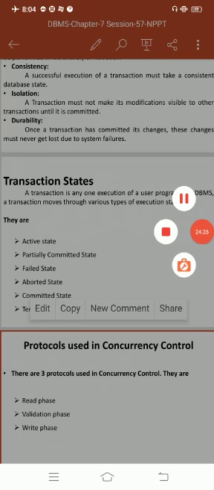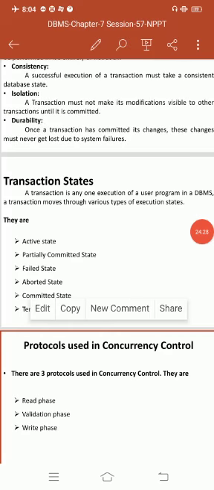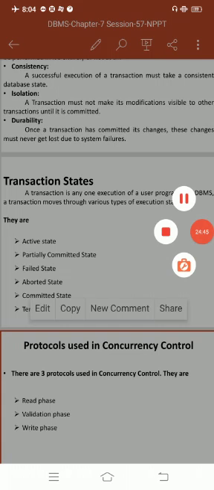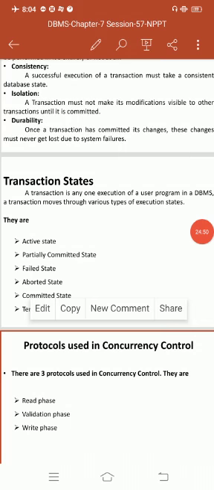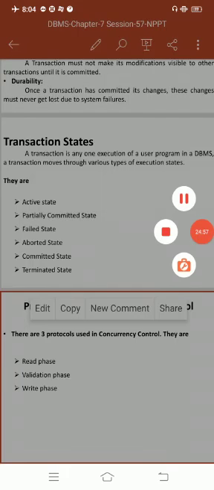The last one is called the terminated state. The terminated state corresponds to the transaction leaving the system. The transaction information that is maintained in the system tables is removed when the transaction terminates. Automatically the whole transaction is going to be halted, stopped or terminated. So this is called the terminated state.